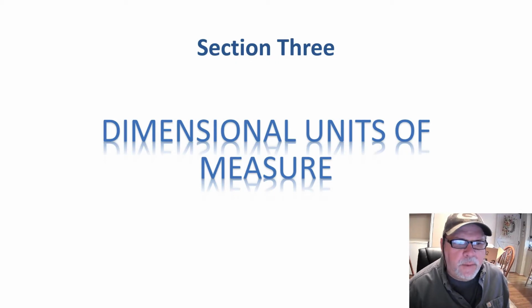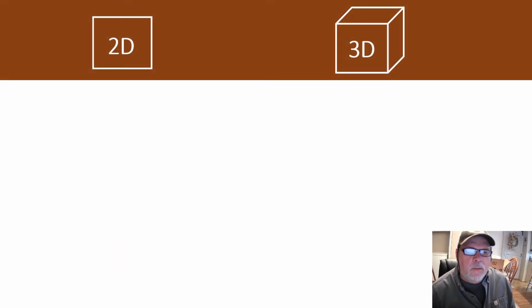In section 2, we discussed linear, area, and volume. We also discussed how measurements take shapes of different dimensions. In section 3, we'll see how the units we use to measure have to take on shapes also. What's the difference in 2D and 3D?